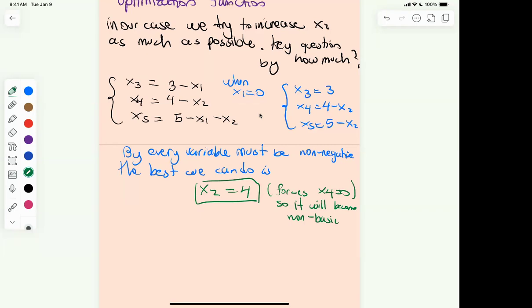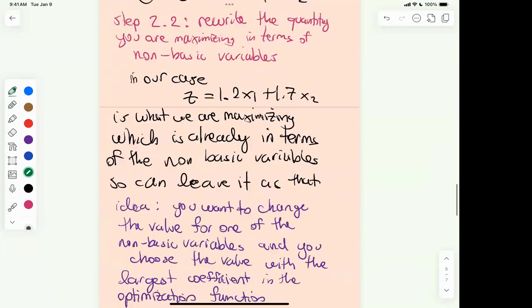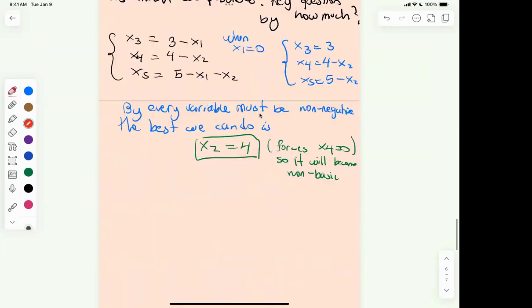Step 3. So basically what you do is you choose the equation that gives you the maximum value for the non-basic variable you're increasing, and then you swap the variables. Okay? The reason it becomes non-basic, no longer fills AX equals B?